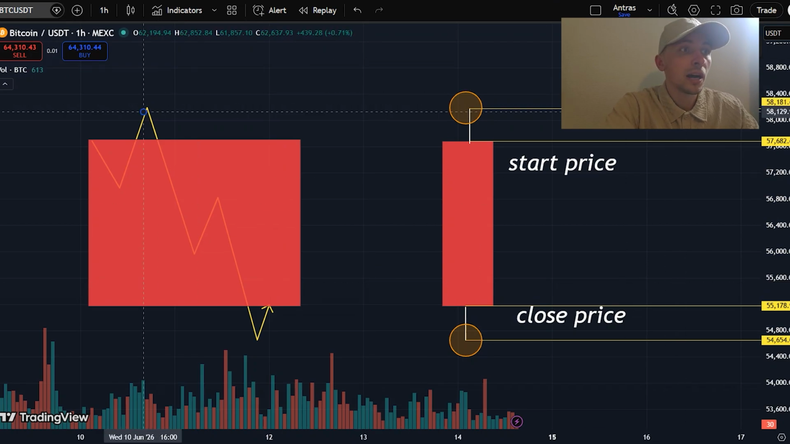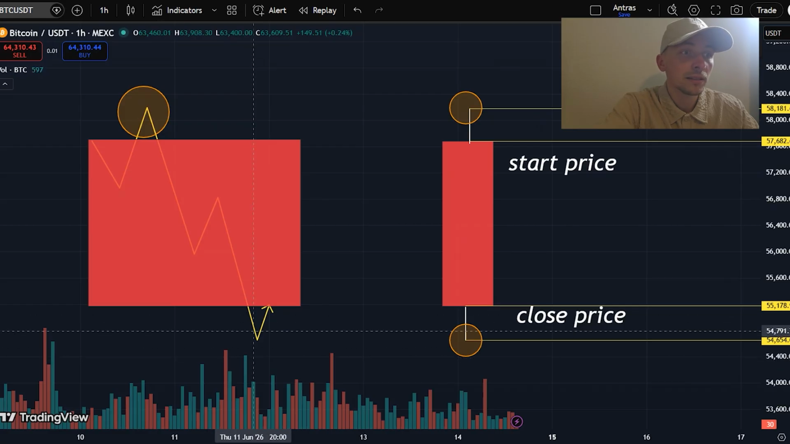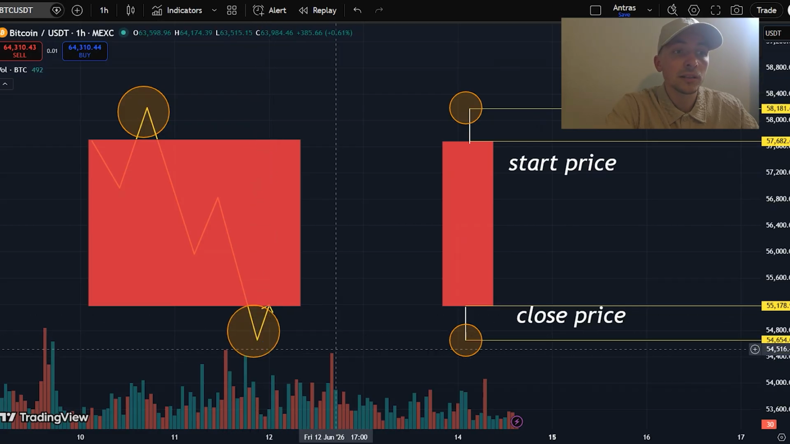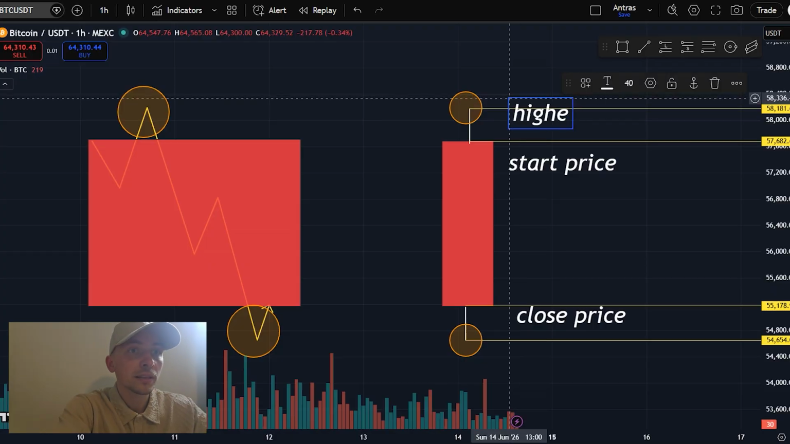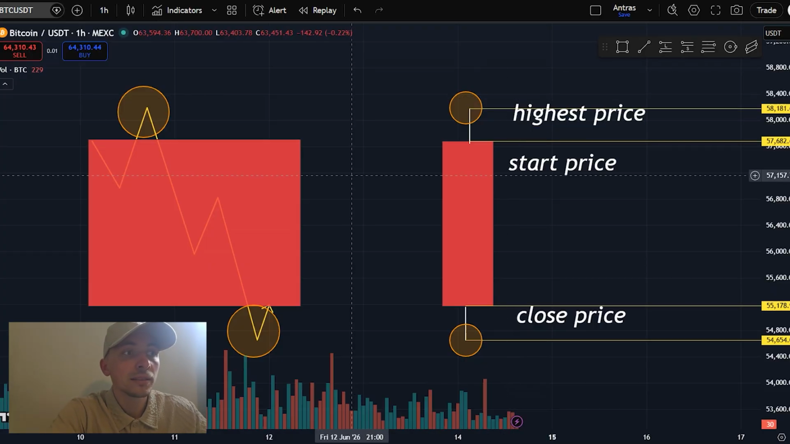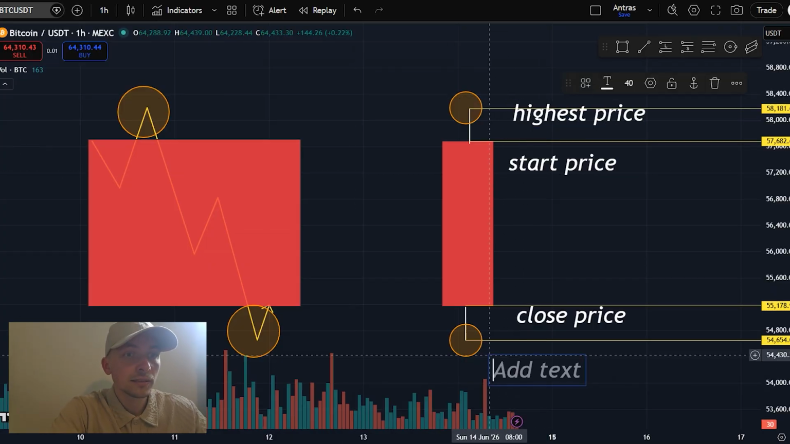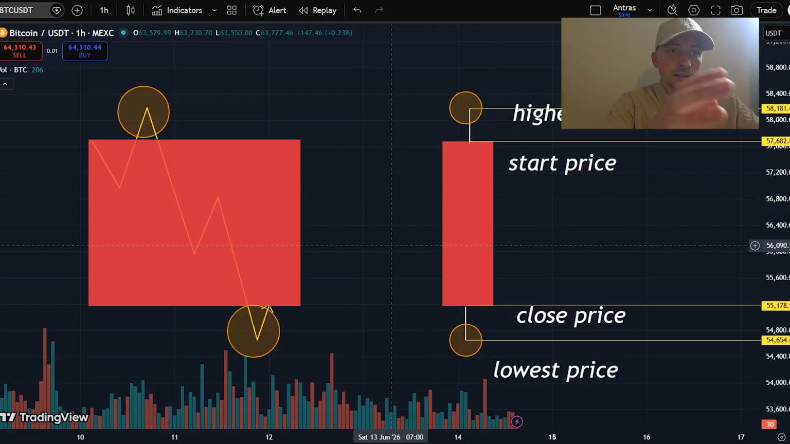This is gonna be our wick, like in this case scenario, like here, and this is gonna be our another wick. Okay, I can still write it here. Highest price, the highest price, and lowest price.